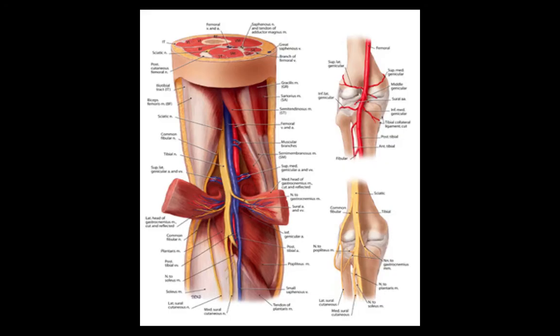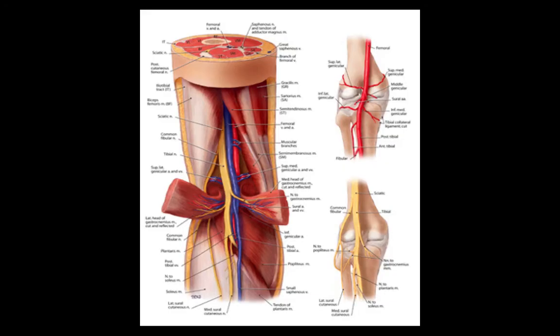You can block the sciatic higher in the leg using ultrasound. It's a little bit more difficult just because it's deeper. But today we'll just deal with the popliteal block and the saphenous block. So that basically will give you a complete block below the knee.